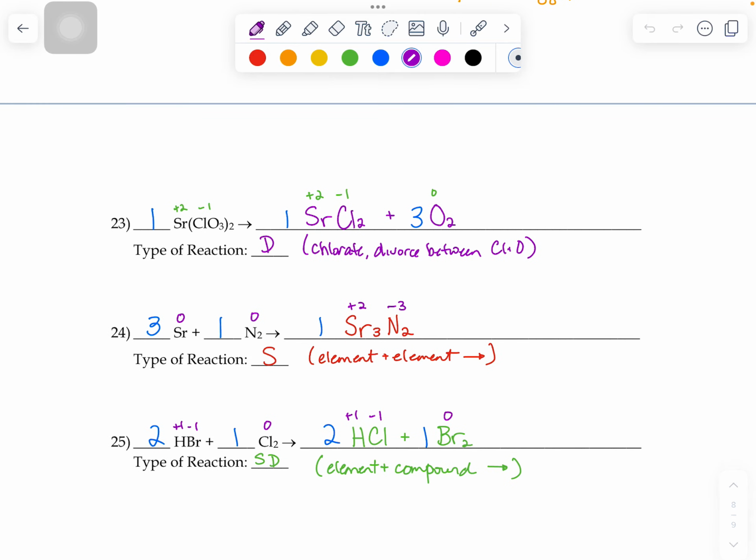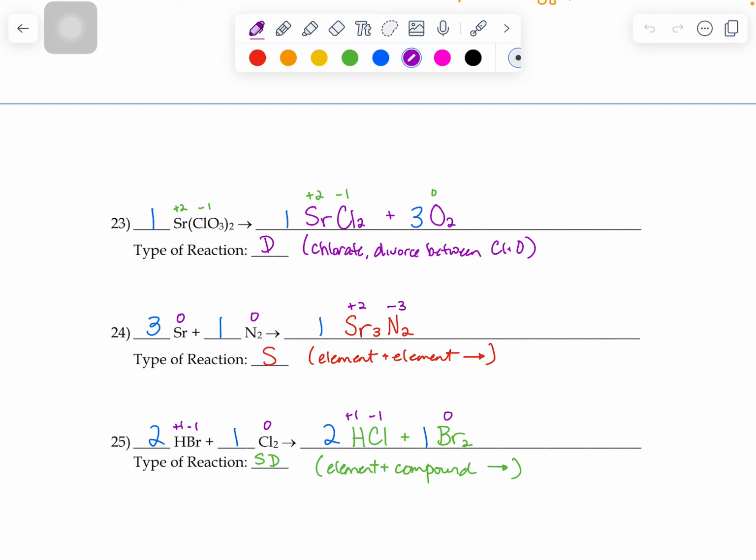For our last few, number 23 we know is a decomposition because I only see one thing on the left-hand side of the arrow. When chlorates decompose, the divorce happens between the Cl and the O. So the Cl is going to go with the strontium and the oxygen goes off by himself. Strontium's +2, chloride's -1, so we make SrCl2. Our other product, oxygen by itself, is a Hofbrinkel, so we can't just write O, but O2. And then to balance overall, we need a big 3 as a coefficient in front of our oxygen.